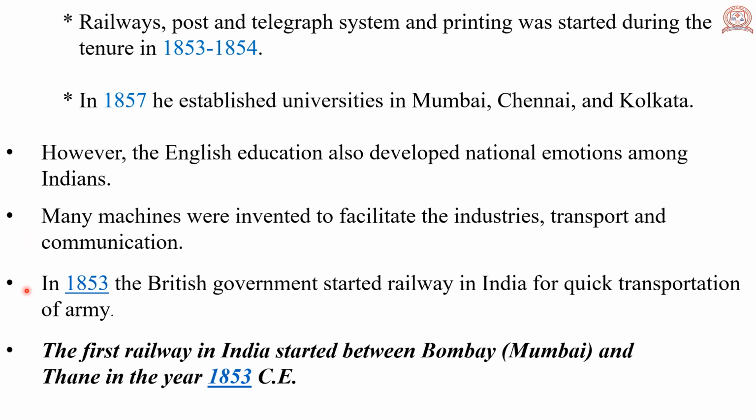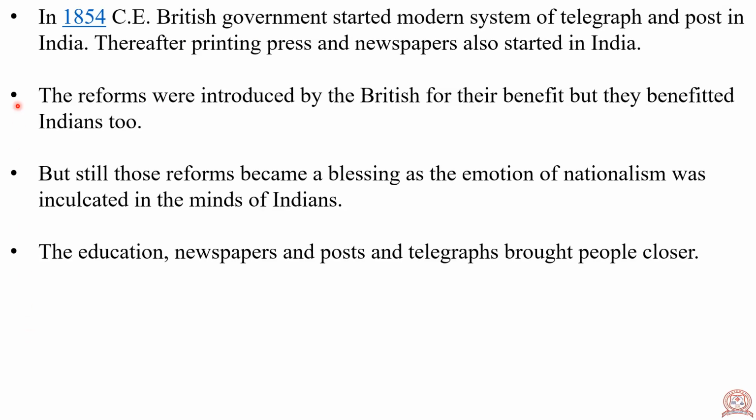In 1853, the British government started railway in India for quick transportation of army. The first railway in India started between Mumbai and Thane in the year 1853 CE. In 1854 CE, British government started modern system of telegraph and post in India. Thereafter, printing press and newspapers also started in India.